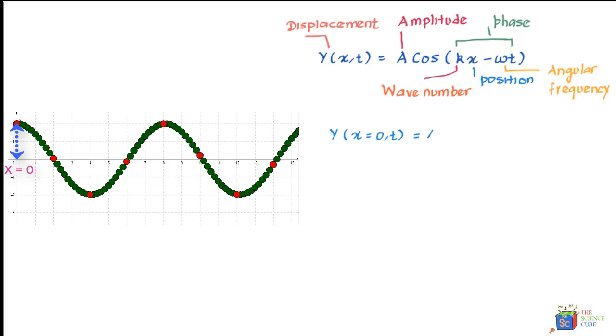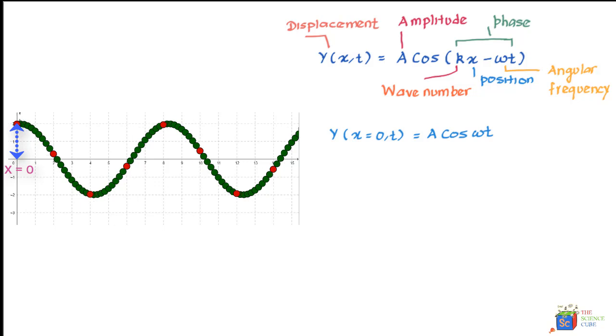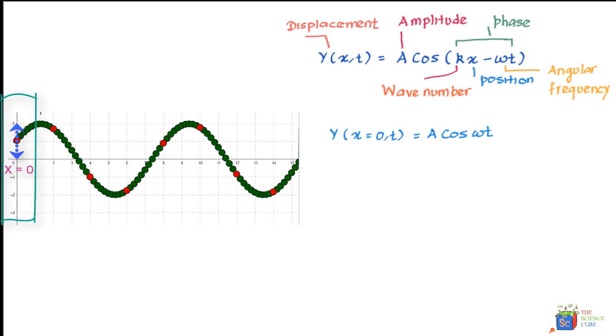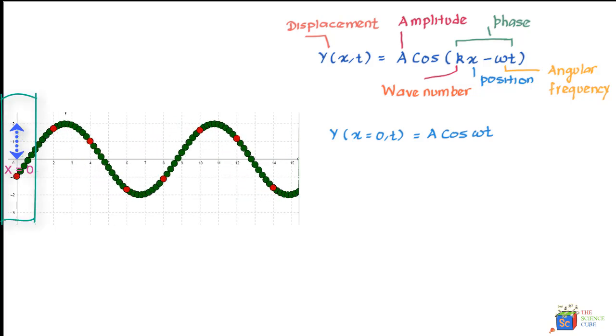is equal to A cos omega t, which can also be written as A cos 2 pi f t. So you can see that in this equation we are just talking about the point on the string at x equal to 0 and no other point. In other words, this is a special case for a particle at x equal to 0 of a wave function y(x,t) that describes the entire wave. Now this equation tells us that the particle at x equal to 0 oscillates in simple harmonic motion with amplitude A, frequency f and angular frequency omega.